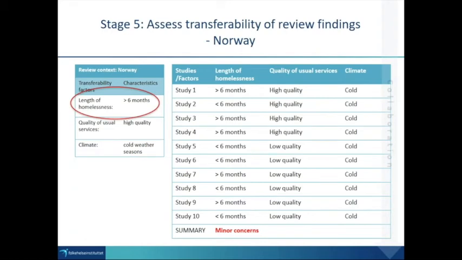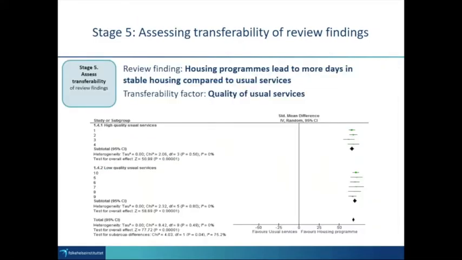The way that you would present that is to then put it into a table. As you can see, if you have length of homelessness as the transferability factor, in Norway we have a lot of homeless people who have lived on the streets for a very long time. We have minor concerns about this transferability factor of this review finding to our context because it shows a slight difference in contexts where people have had lower versus longer times homeless. We would do that for the other transferability factors as well.